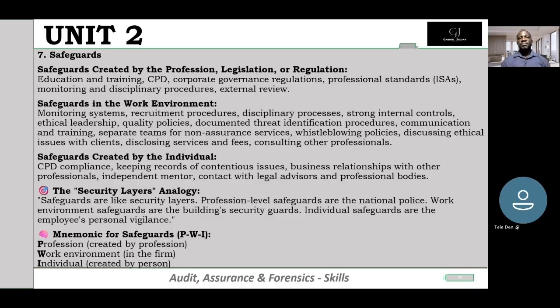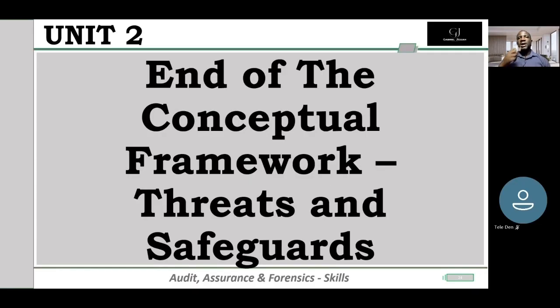So it is very important to understand the fundamental principles, the threats to those principles, and the safeguards that help mitigate most of these threats. This is very, very important. So that brings us to the end of Unit 2 on the fundamental principles. They are very important.